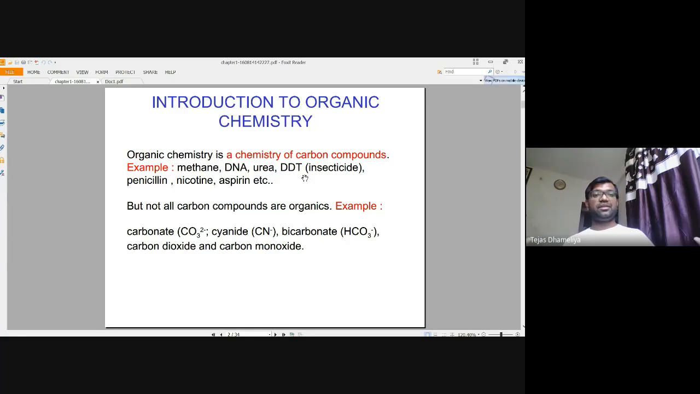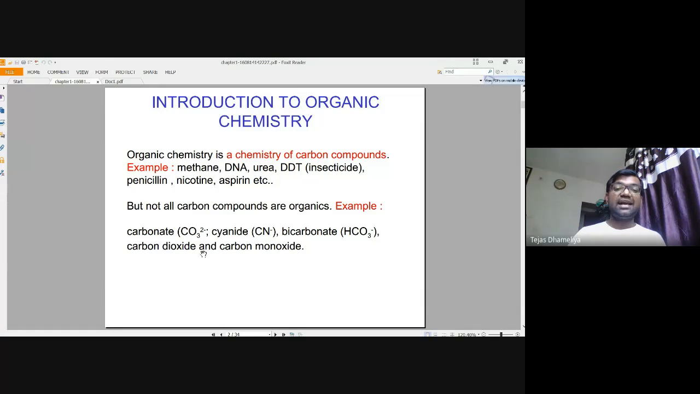So wherever you look on the earth, you will find that most of the molecules, most of the structures, complexes, are made up of carbon. But remember, all carbon compounds are not organic compounds. For example, carbon dioxide and carbon monoxide. We cannot call them organic compounds because they are simple CO2 or CO. Although they have one carbon, they are not categorized as organic compounds.